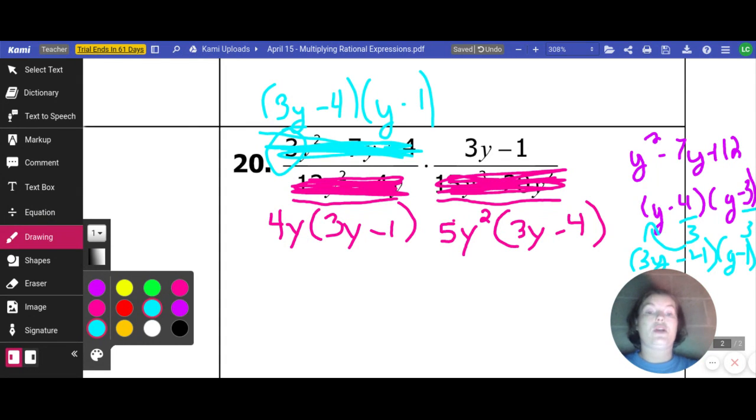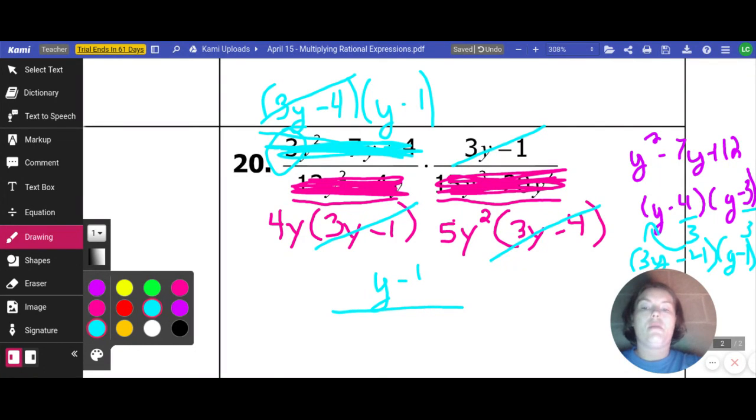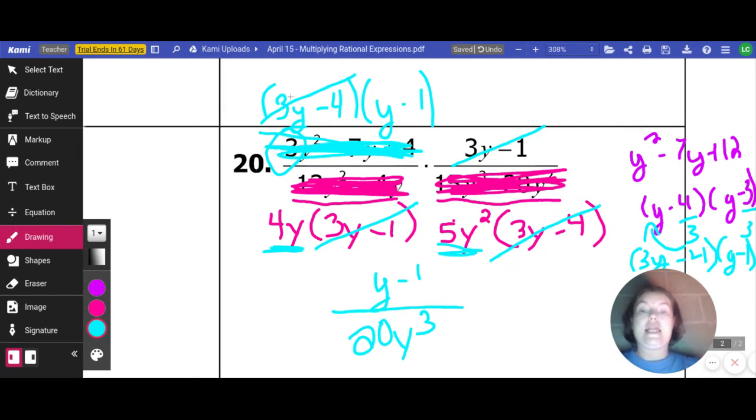All right. So now I am looking to see what will cancel out because there's nothing else that I can factor here. So I see I've got a 3y minus 4 up top and a 3y minus 4 on the bottom. I also see I've got a 3y minus 1 on top and bottom. And that's all that I can cancel out because the y minus 1 is the only thing left on top. So I'm going to put that up top, y minus 1. And on the bottom, I'm going to multiply what I have left. This 4y and 5y squared is going to give me 20y to the third. And that is multiplying rational expressions.